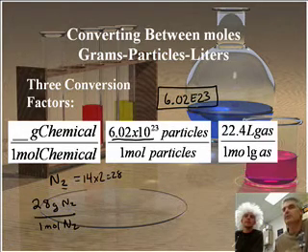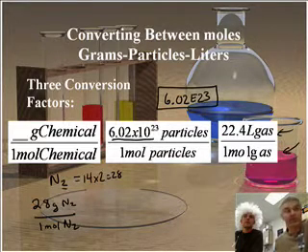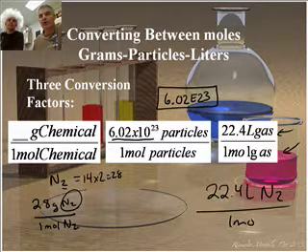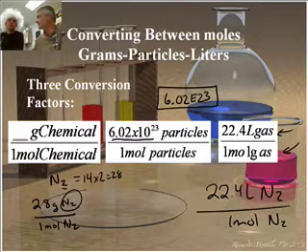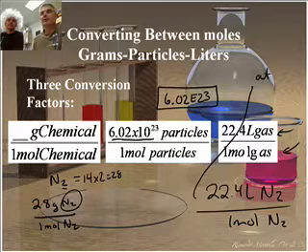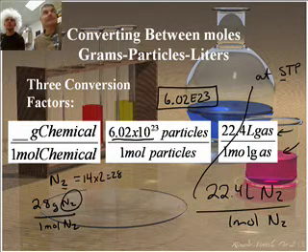And the last one is a pretty easy one. There's 22.4 liters of a gas in 1 mole of a gas. So, for example, nitrogen is a gas, so you can say 22.4 liters of nitrogen in 1 mole of nitrogen. It has to be just when it's in the gaseous state, and it actually has to be at something called STP. That's one of your vocab words if you're going through our packet. You're going to need to look that up and figure out what it is.